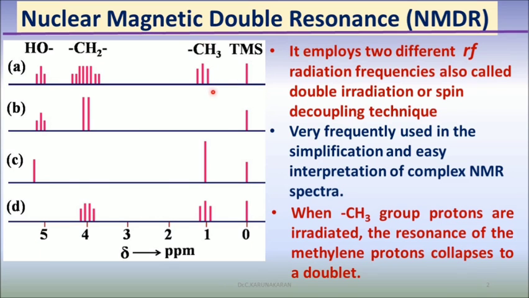When the methyl proton is irradiated, it collapses and the signal disappears, and also the CH3 protons do not couple with the methylene protons. Therefore, the methylene protons couple only with the OH proton to give a doublet.